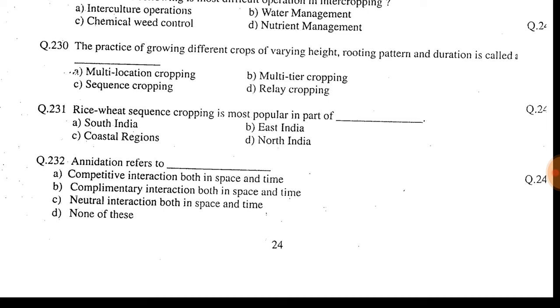231. Rice wheat sequence cropping is most popular in part of North India, and annidation refers to complementary interaction both in space and time.